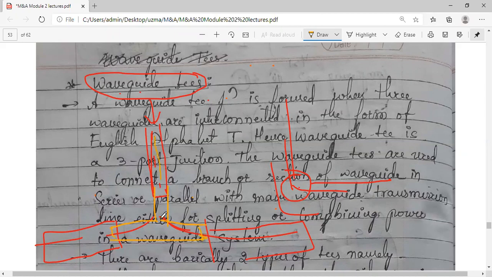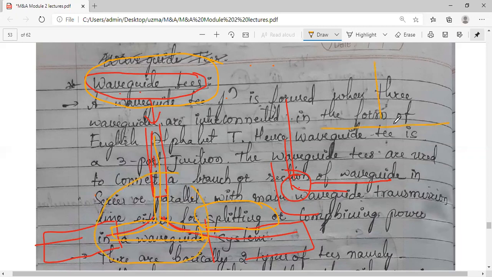Whatever power comes or the wave that is propagating inside, it splits. So what is the motive? What is the advantage of using waveguide Ts? So whatever power or wave enters or propagates through a particular waveguide, it gets split. So a waveguide T can be used for splitting the power. And this structure what I have drawn is one type of waveguide T.